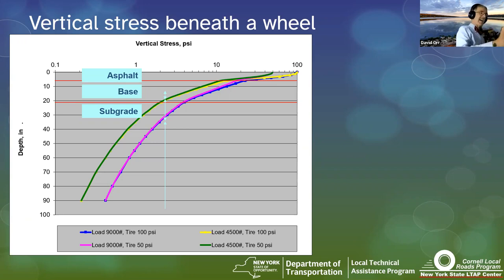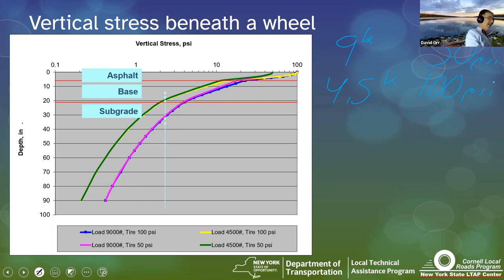So we essentially have four different lines on here. We have a 9,000 pound or a 9-kip load, and we have a 4.5-kip load, and then we have pressure in the tires of 50 psi and 100 psi. We look at all four of those combinations.